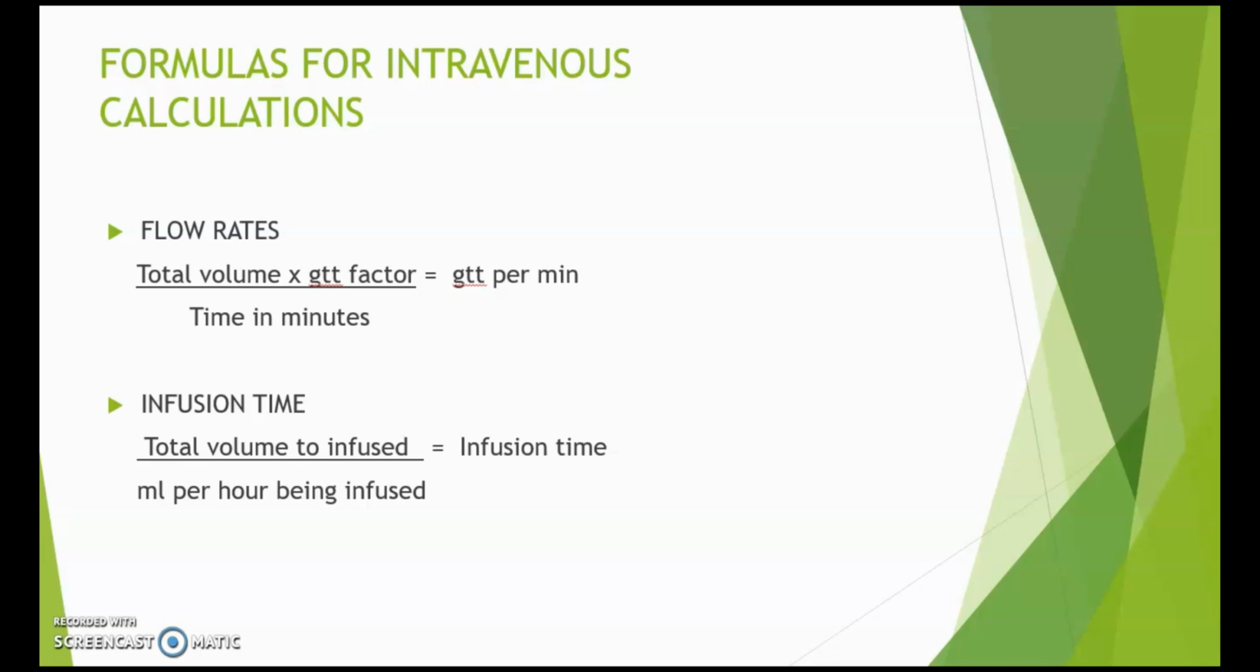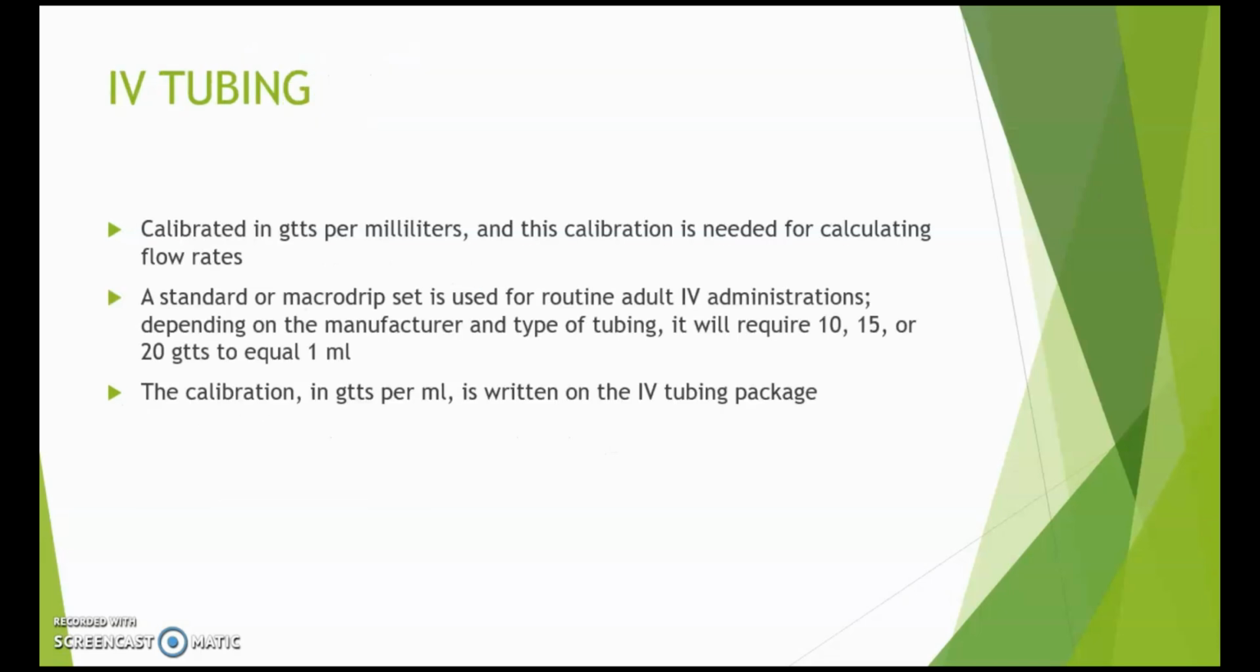Moving on, intravenous tubing is calibrated in GTTs per milliliter, and this calibration is needed for calculating flow rates. A standard or macro drip set is used for routine IV administrations. Depending on the manufacturer and type of tubing, it will require 10, 15, or 20 GTTs to equal 1 ml. The calibration in GTTs per ml is written on the IV tubing package.